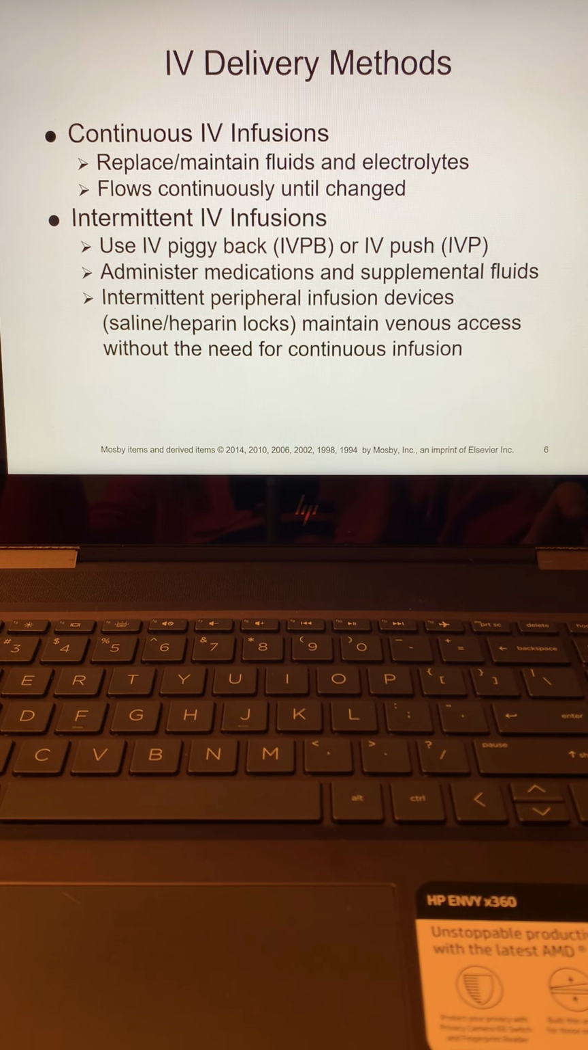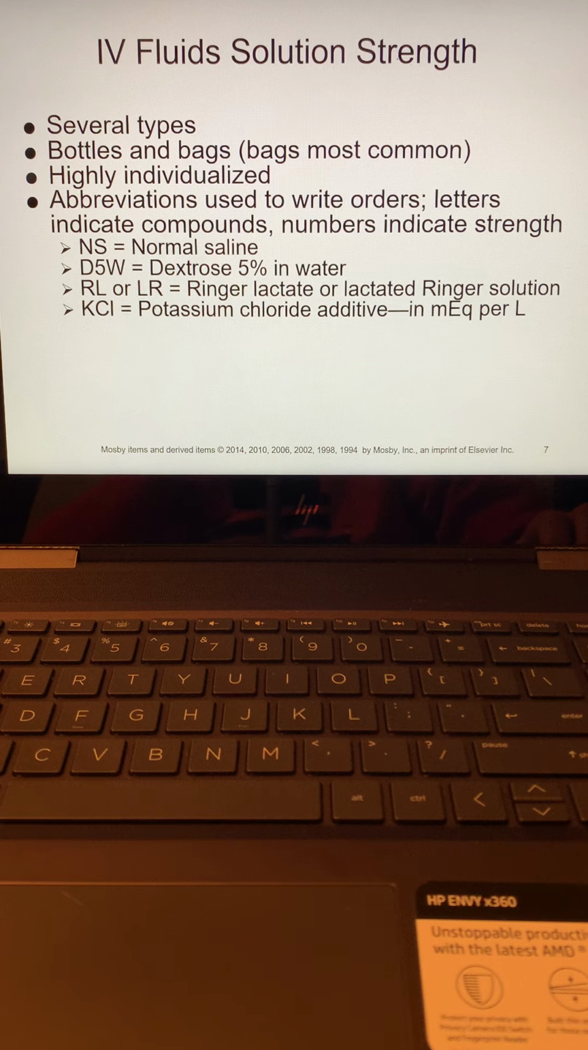And then we have intermittent IV infusions. This is like a piggyback or a push, and this can be pain medications, nausea medications, antibiotics, things like that, that we just give over a short period of time. It's not continuous. So there's lots of different types. There's bottles and bags. You're going to see bags most often. It really just depends on the manufacturer and the hospital or facility that you're at.